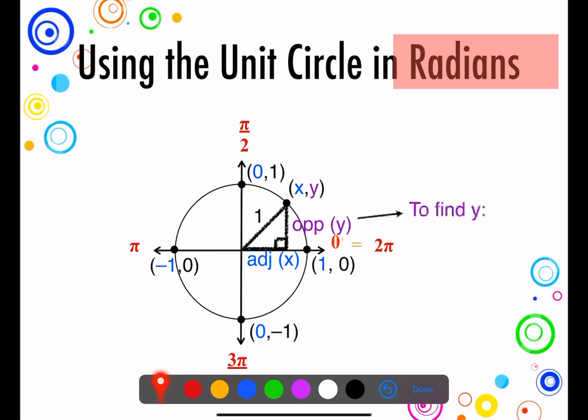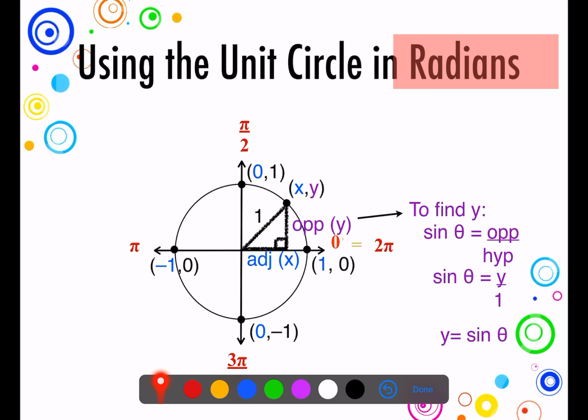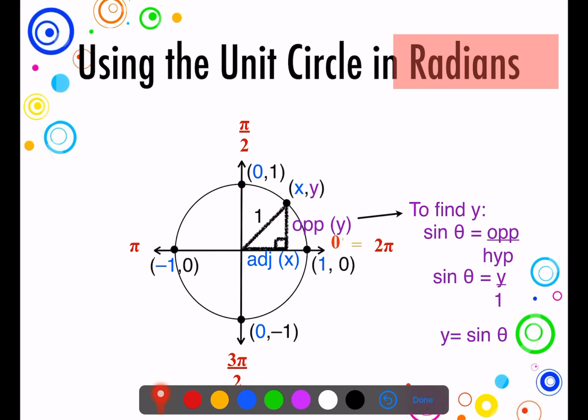Now, to find y, this is really just a review. Whenever we're asked to find a y value, what we did is we made a sine equation. So we wrote sine of theta equals the opposite over the hypotenuse. In this particular triangle, we know that the opposite side is the same as y, and the hypotenuse is the same as 1. So that's my equation. Now, if I simplify that equation, I'll see that y is equal to sine of theta. So all I did really right there is simplify that equation.